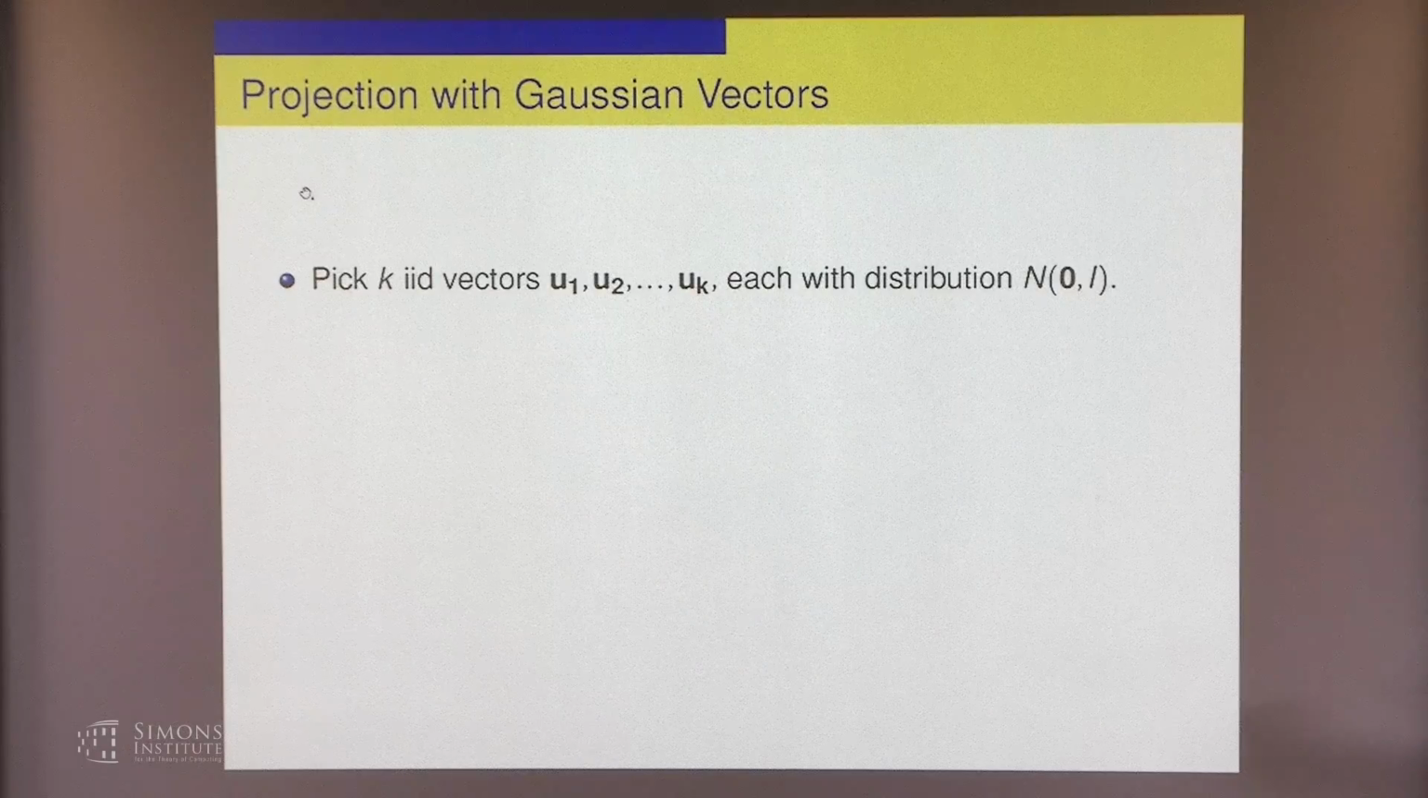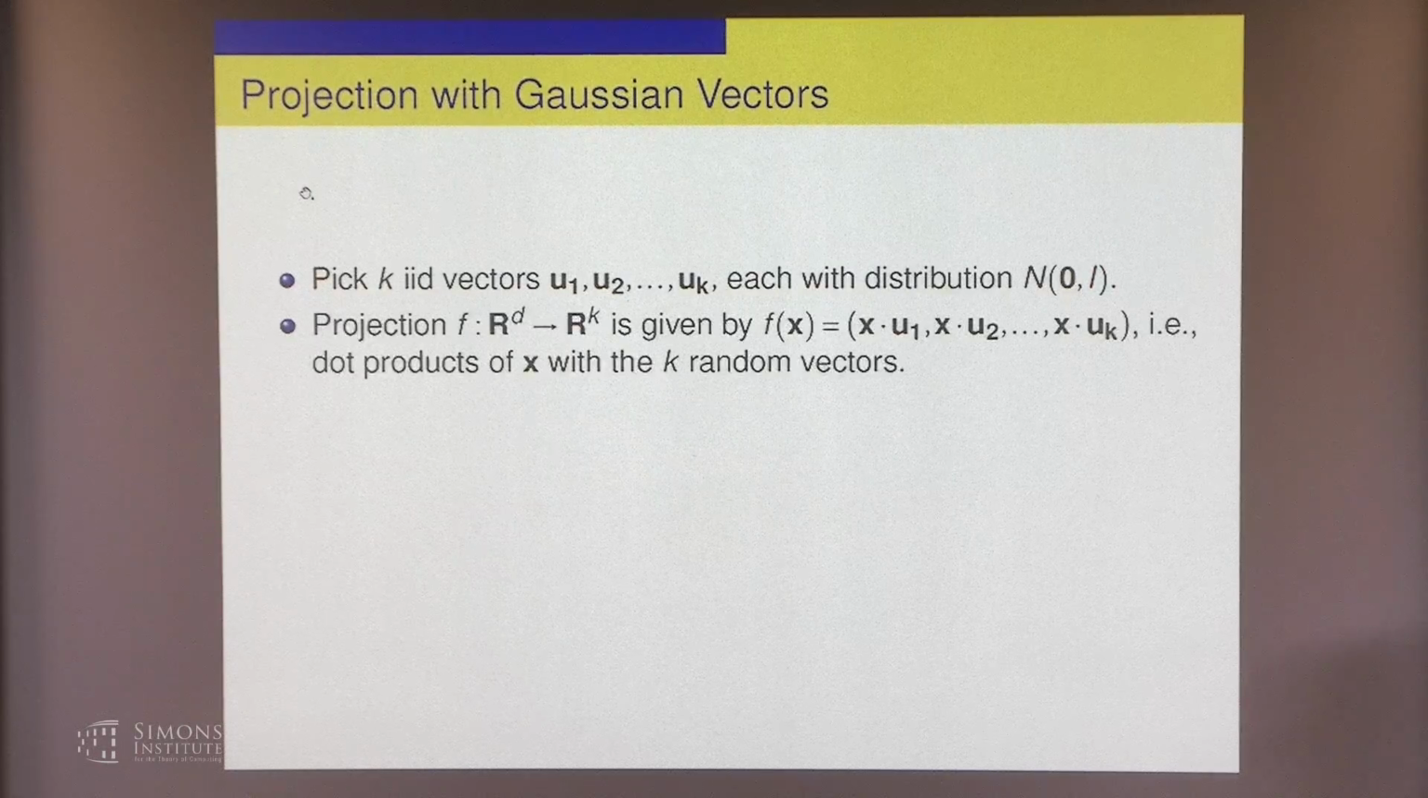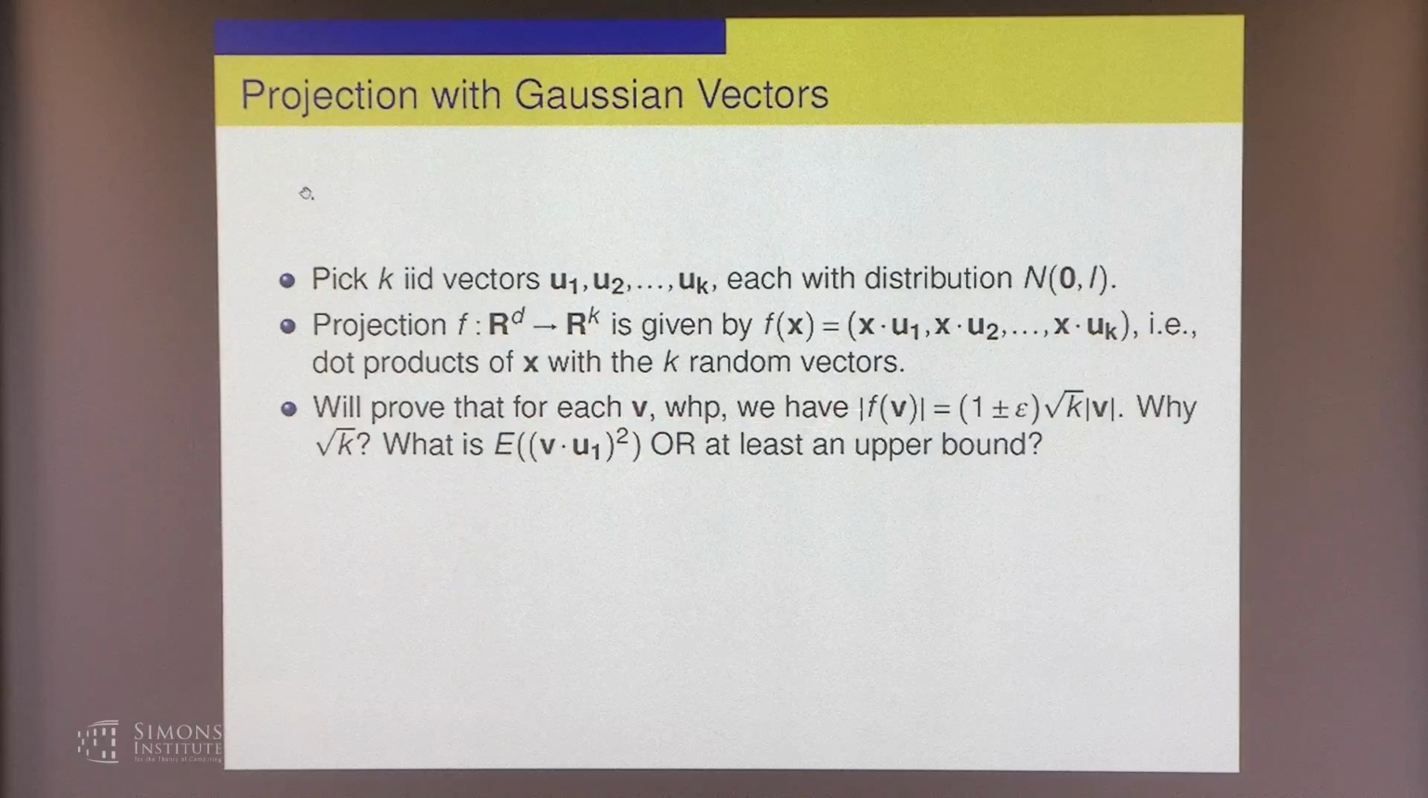So the argument we'll give, which is based on a paper of Dasgupta and Gupta, I have a reference there, is based on Gaussian vectors rather than a uniform random subspace of dimension k. We pick k IID vectors, each with distribution normal 0, identity. The identity here is the variance covariance matrix, so these are vectors with a standard Gaussian in each coordinate. And we use the following projection: simply take the dot product with each of the u's in each coordinate. Projecting to a random k-dimensional space had dependence because the vectors were orthogonal, so you had to project against each one. But now these are just independent random vectors. We'll prove that with high probability that's true.